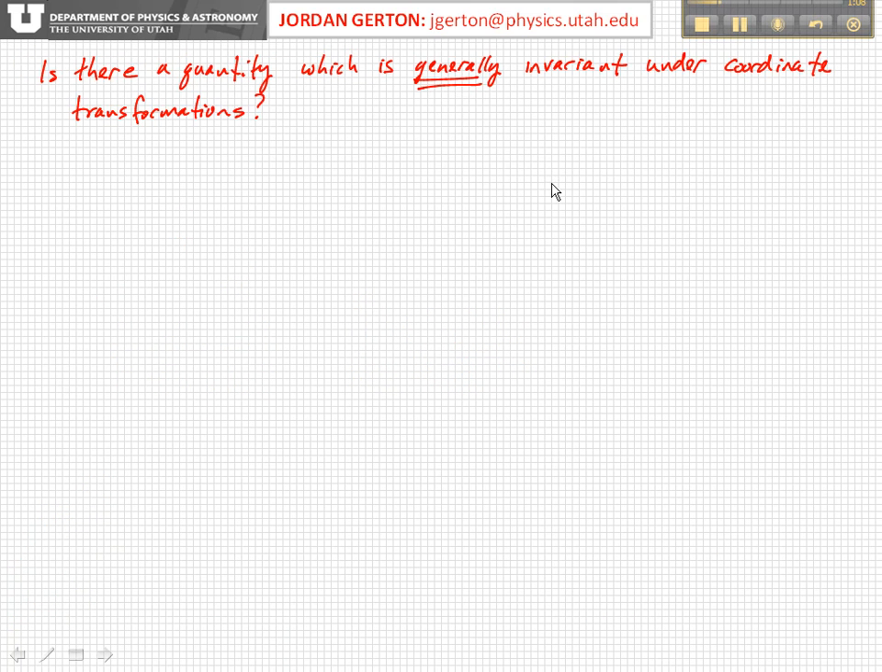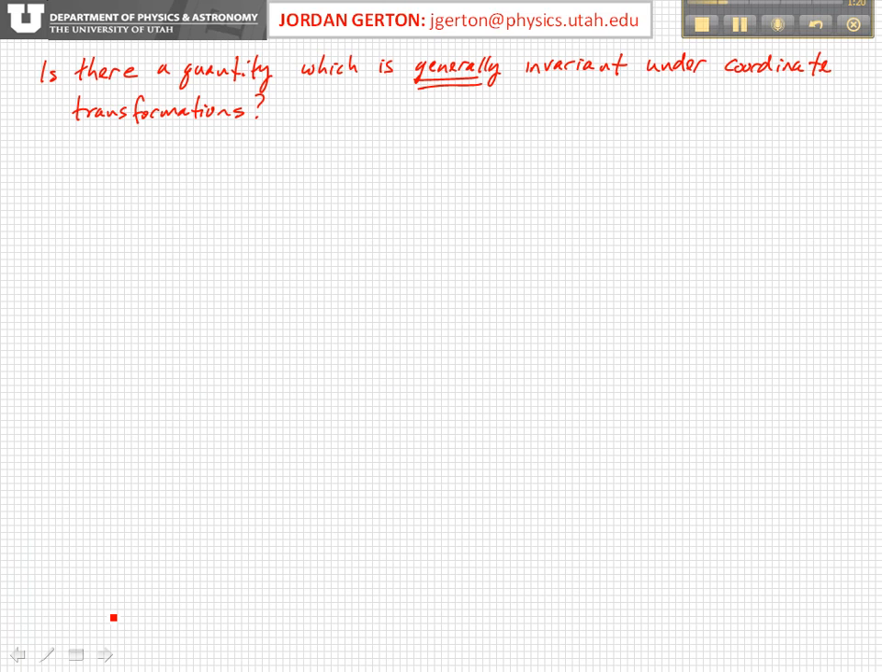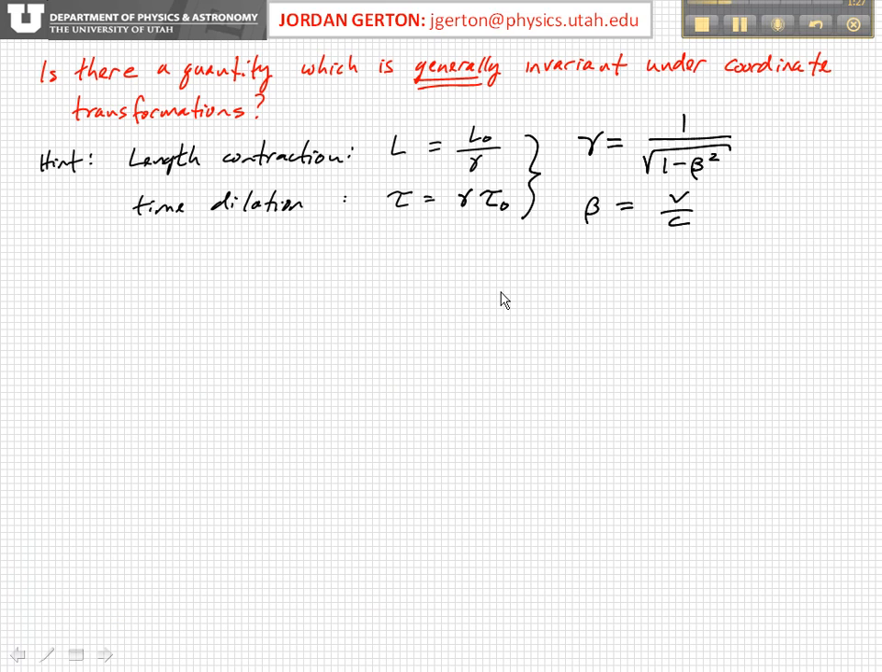Okay, so the question is: is there some quantity analogous, let's say, to delta r squared? Is there some other quantity which is generally invariant under coordinate transformations, even when you're dealing with relativistic speeds? Now we have a hint from the things we've already done about how to find this generally invariant quantity.